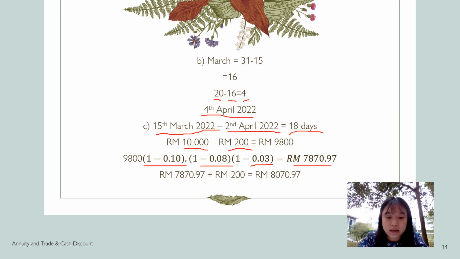But it's not the final answer. We need to add 200, because it's the handling charge included in the 10,000. So when we add, we get 8,070.97. That's all. Thank you.